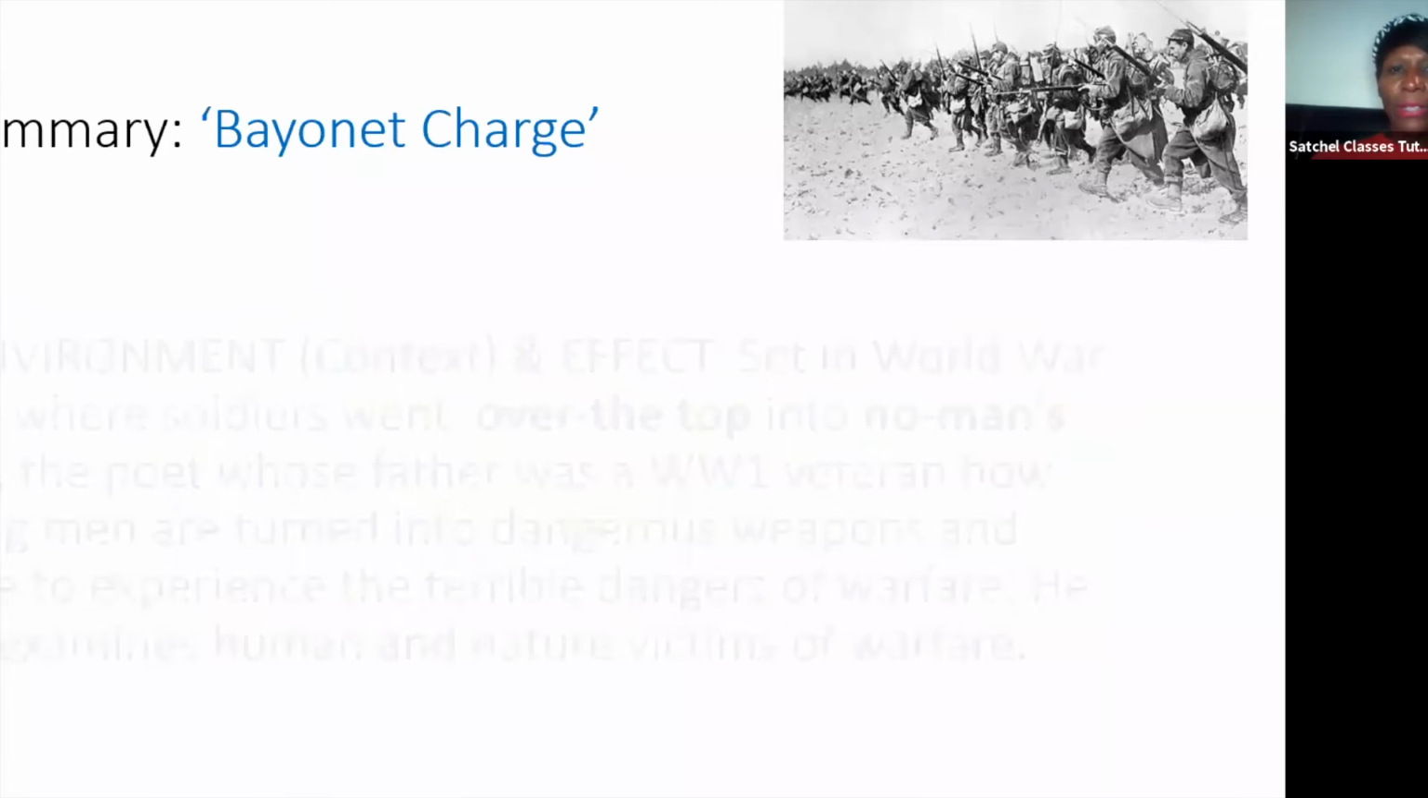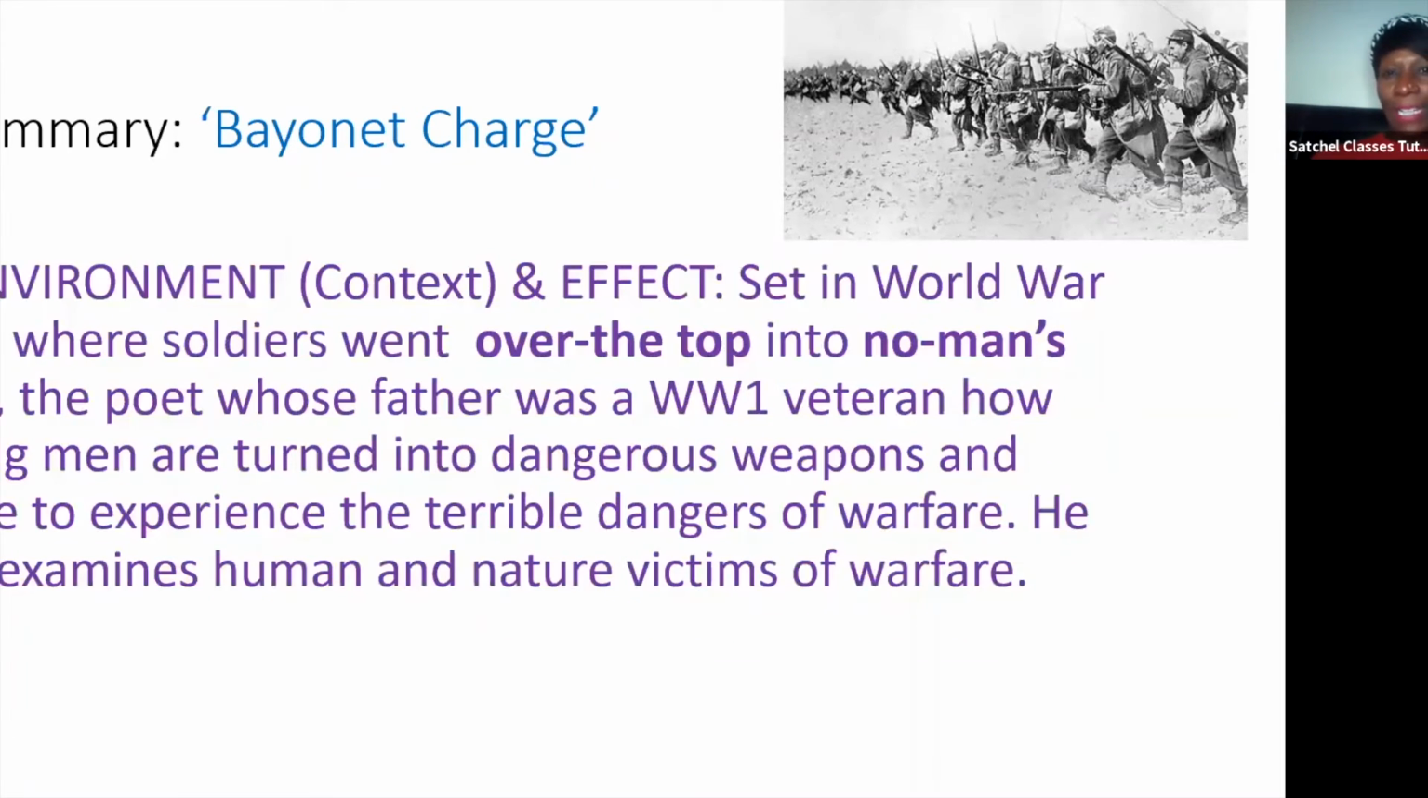I think it's key to understand, finally, that this is set in World War I, where soldiers went over the top into no man's land. And the poet's father was a war veteran, and he was really emphasizing how these young men are turned into dangerous weapons. They experienced the terrible dangers of warfare. And he also examines the nature of victimhood, these young men as victims, but also the animals in the natural world as victims of war.